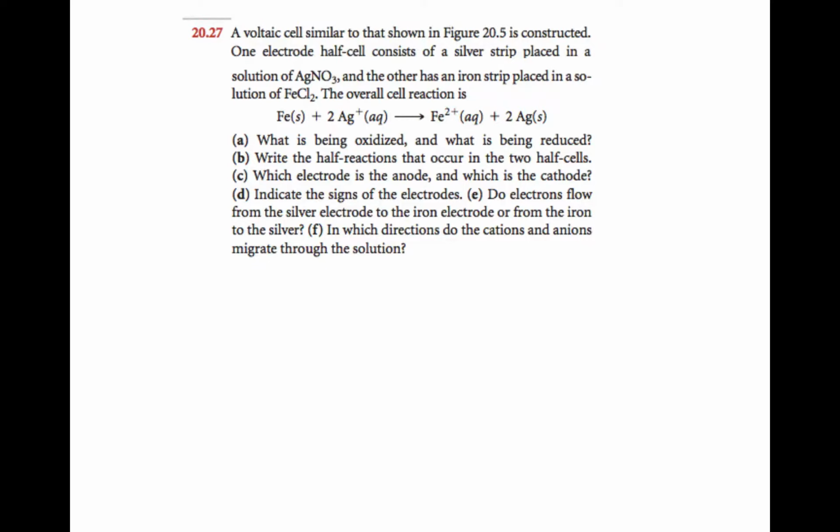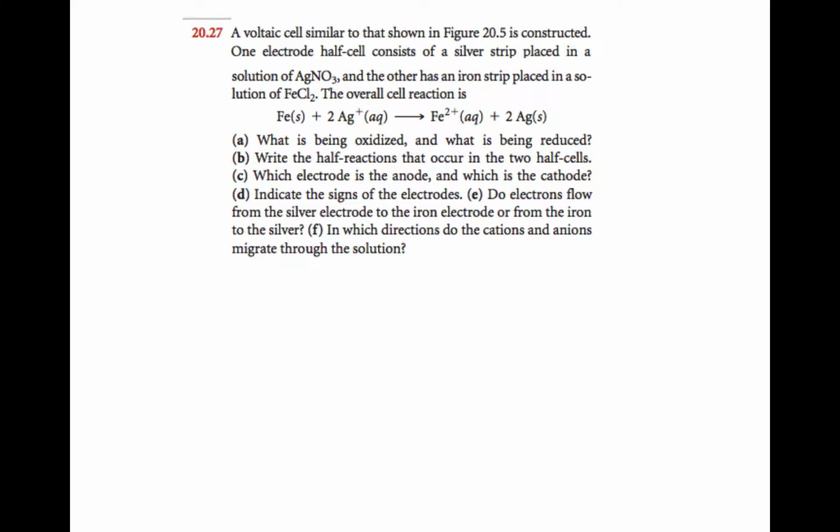Well, I've been waiting for this one. A voltaic cell similar to that shown in figure 20.5 is constructed. One electrode half cell consists of a silver strip placed in a solution of silver nitrate. The other has an iron strip placed in a solution of iron 2 chloride. The overall cell reaction is given.